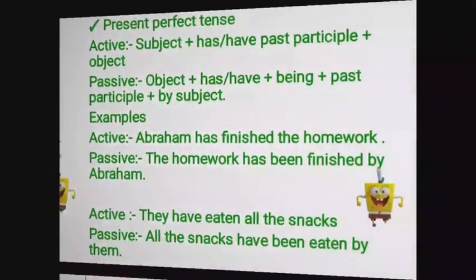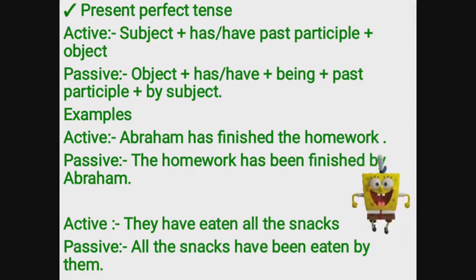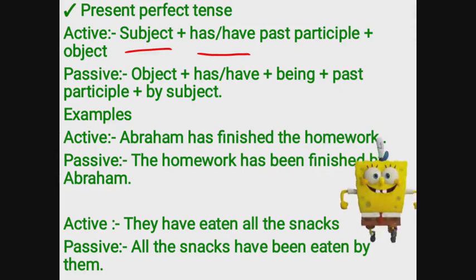Let's move on to the next one. Present perfect tense. Now, a present perfect tense is an action that has been done already but is reported in the present. Let's look at the active structure for this. The active structure is made up of the subject plus has or have. Now, has is used for a singular subject, have is used for a plural subject.